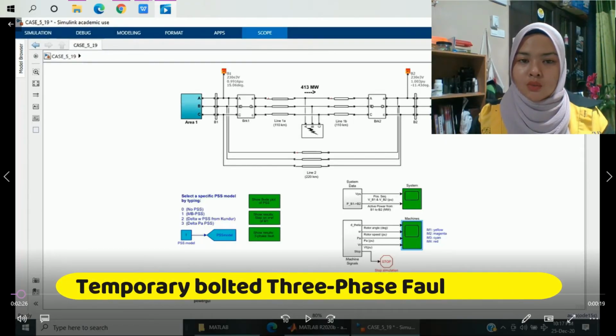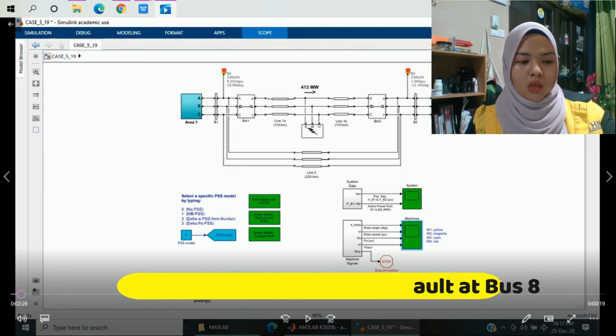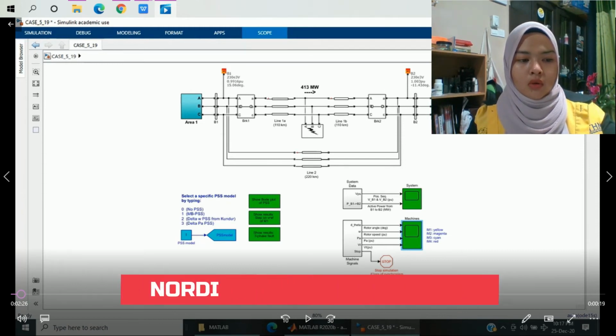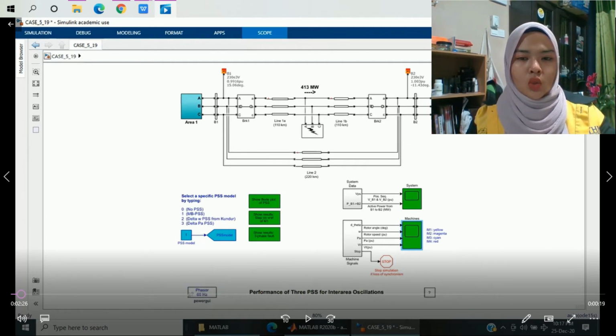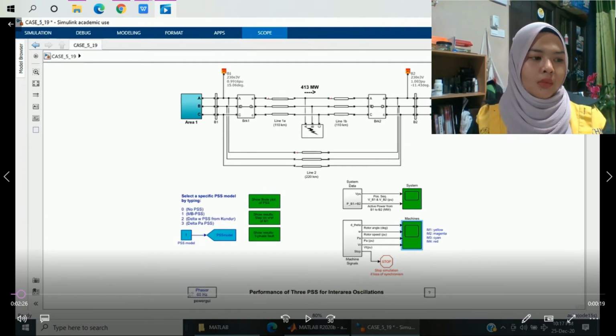Okay, hi, Assalamualaikum. Today I would like to present the temporary voltage three-phase fault of bus 8. Before that, my name is Noda Nabi Sidik, DE180.50.